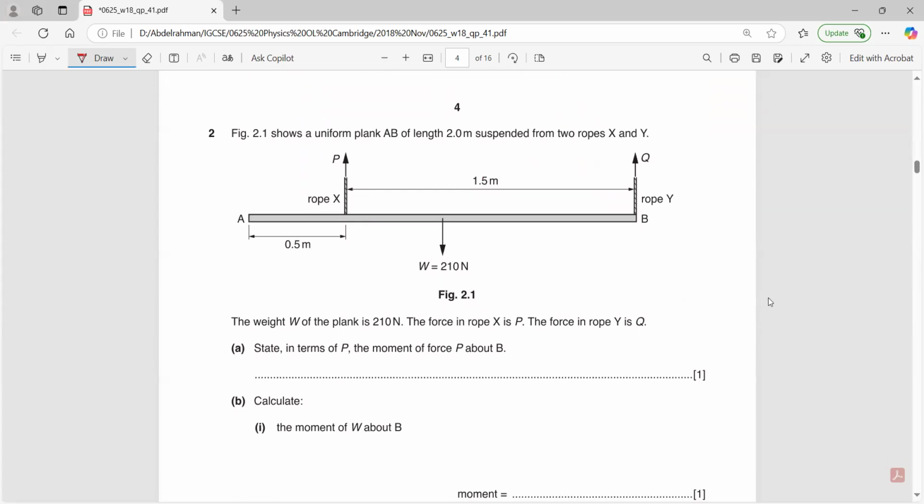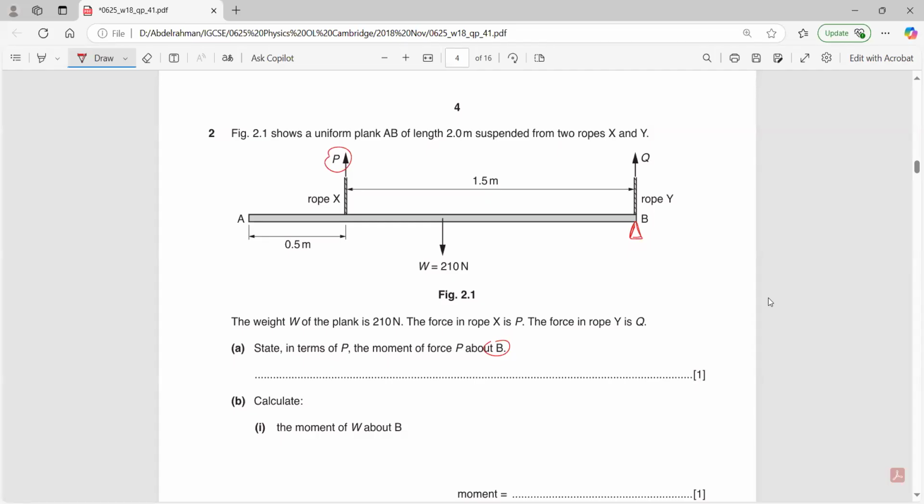Figure 2.1 shows a uniform plank AB of length 2 meters suspended between ropes X and Y. State in terms of P the moment of force P about B. P is a force, and I need to find the moment about B, meaning that B is the pivot. Whenever I say about a certain point, then this point is the pivot.